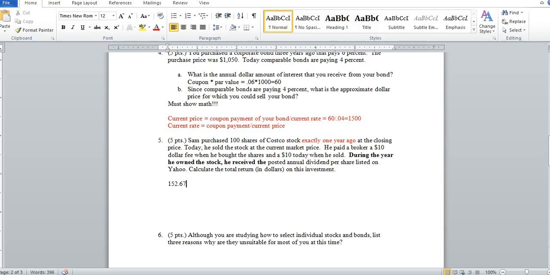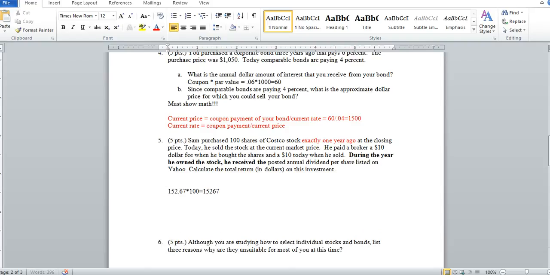$152.67 multiplied by 100 shares. And that's going to equal 15,267. I like to do it this way. I like to go for costs, and then I like to go for income. Just keeps it simple. So that's how much I paid for my 100 shares of Costco a year ago. Now I'm looking through this problem, and I also note that I had to pay a broker $10 when I bought it and $10 when I sold. So there's another $20 of broker fees.